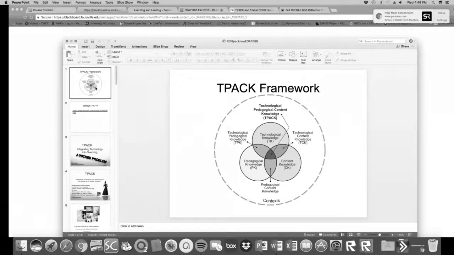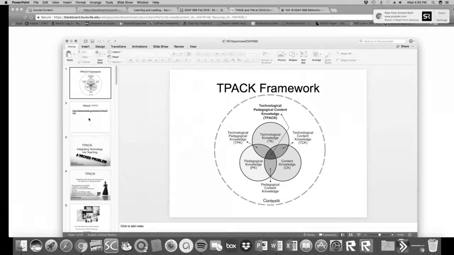Always, always, always, you start with content. Always, always, always, there is a basic understanding of content that you draw upon, and then you can go deeper into it, because that allows you then to do more things with pedagogy.